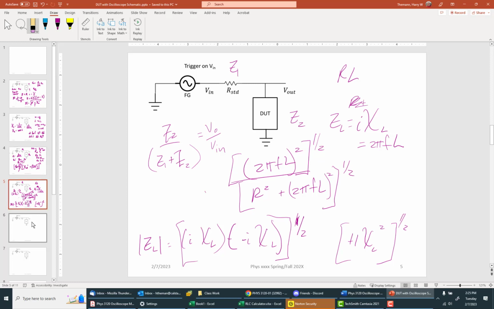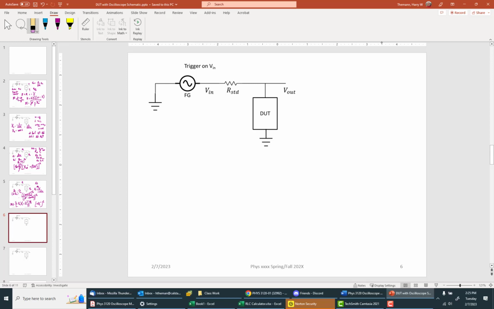And then if we go now to the RR circuit, of course that one is the easy one, Z2 over Z1 plus Z2, and that's simply going to be R experimental divided by R standard plus R experimental.